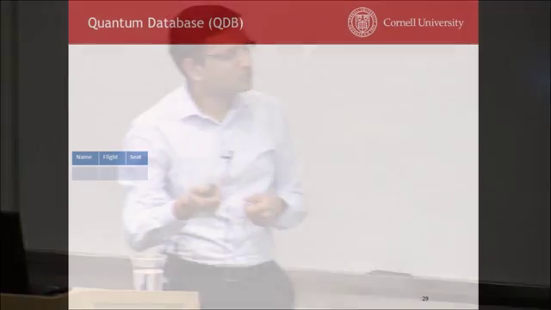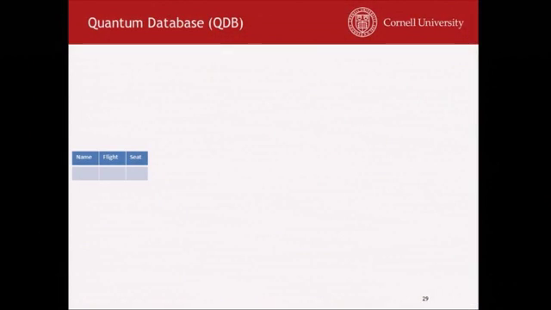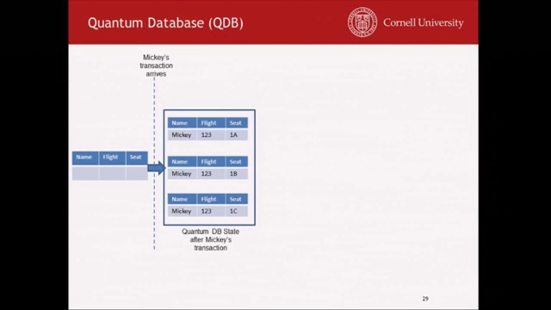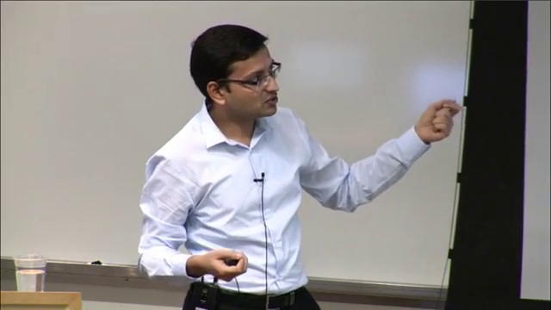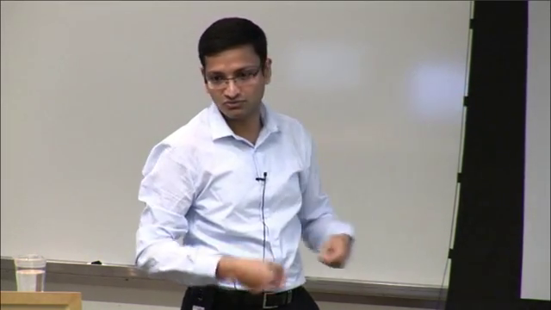And the database which manages this uncertainty is called a quantum database. So let me first show you at a conceptual level how a quantum database supports this lazy execution model. Let us assume a scenario in which we have an empty flight reservation table. Now Mickey's transaction arrives and is executed, as opposed to a classical model of execution in which the database transitions to a single next state, which corresponds to whichever seat was allotted to Mickey.